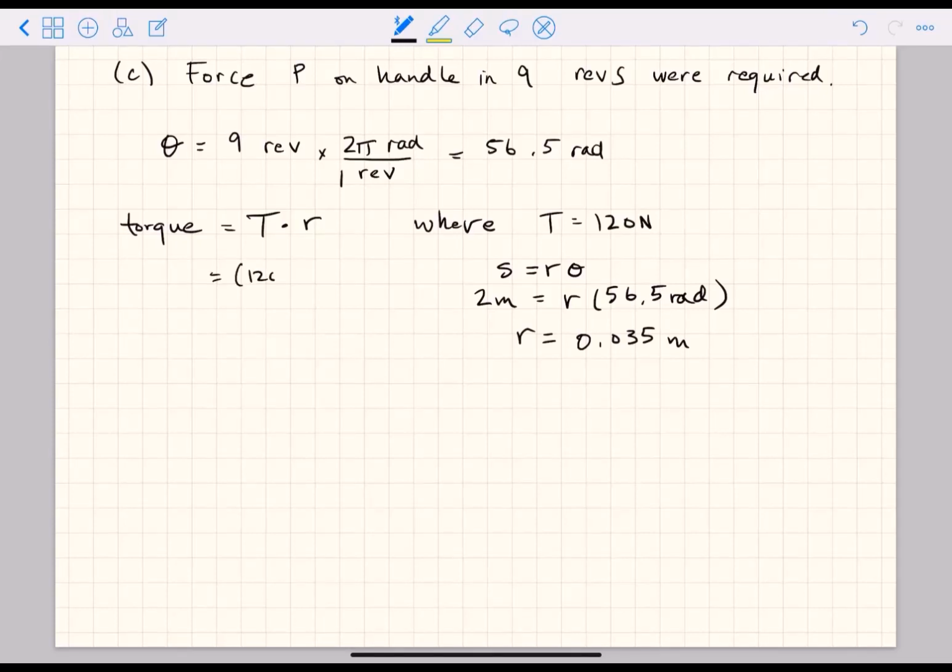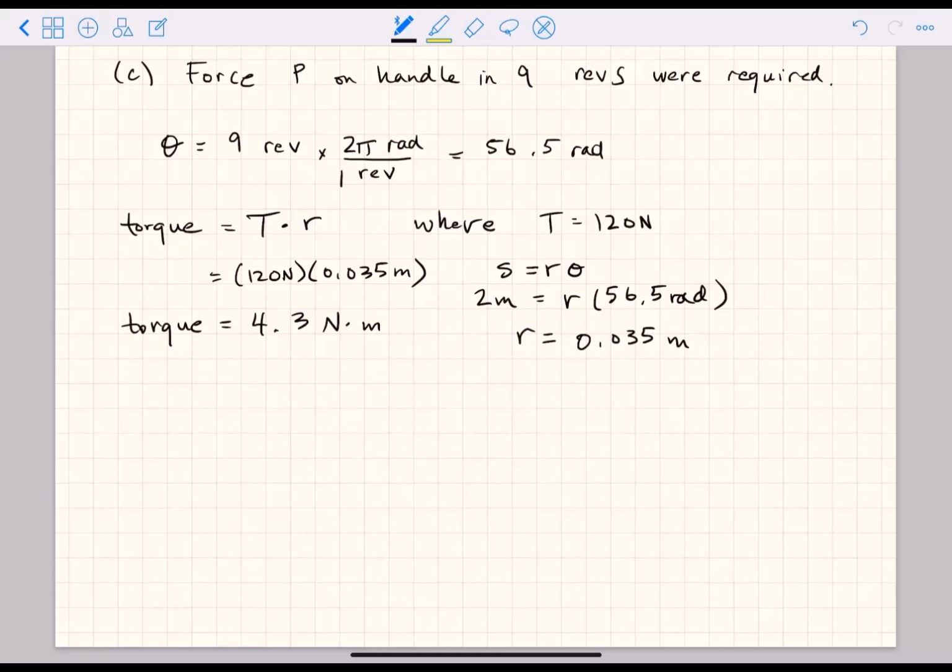So now I can sub that into my equation for torque. I have 120 newtons, and I multiply that by 0.035 meters. And so torque is equal to 4.3 Newton meters. And no, I'm not turning that into joules because this is a torque. Even though it has the same units, Newton meters, it's still a torque. It has nothing to do with work.